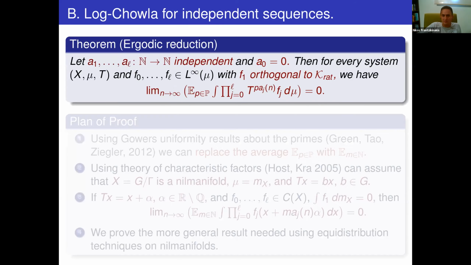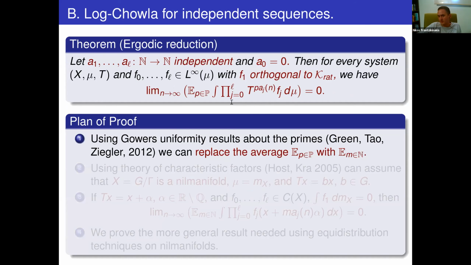Very briefly, let me tell you how we do this. So this is the statement. I write this here for several functions. It's easier to prove it in this form. And I assume one of them is orthogonal to the rational. I will prove that this is 0. So we go through a series of steps.